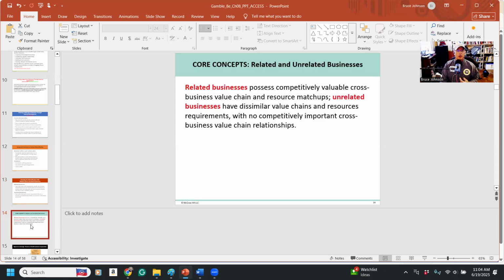There's a slide somewhere I want to highlight. Okay, so your book's just talking about related business versus unrelated. Related businesses possess a competitively valuable cross-business value chain or resource matchup. Unrelated businesses have dissimilar value chains and resource requirements and no competitively important cross-business value chain relationships. We've gone over this over and over. So in the related business, there's something there that is a good blend or a good match. Unrelated, there just doesn't seem to be anything.